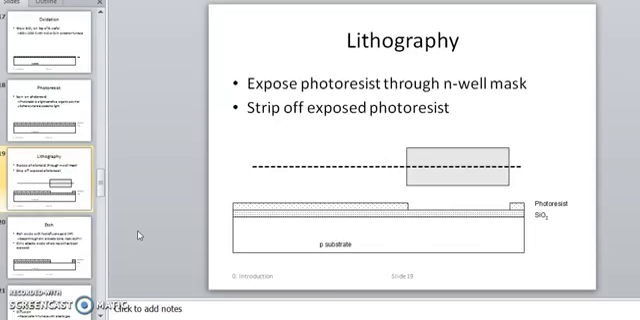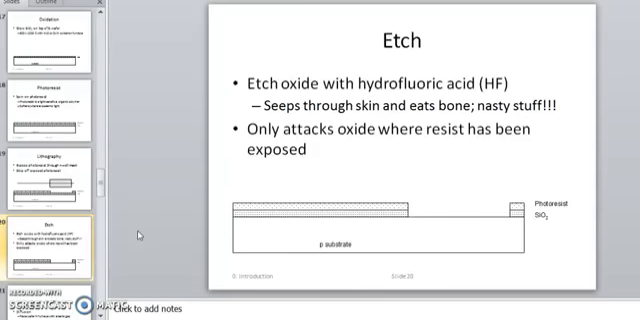Next step is lithography. In this we create the source and drain terminals. For those terminals we use lithography, which exposes the photoresist to the N-well mask. For this we have to prepare a mask of that particular size and expose it to the photoresist. Strip off the exposed photoresist. Next step is etching.